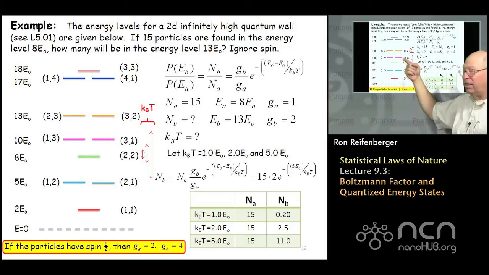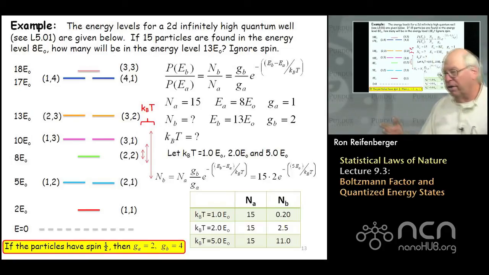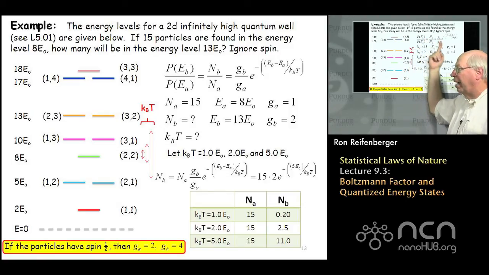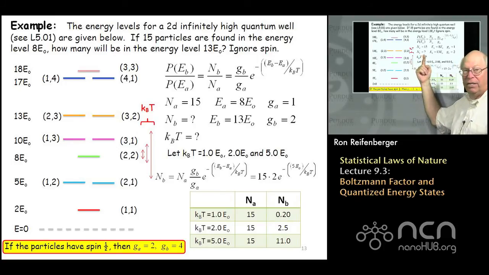And so to calculate the ratio of the number of particles in these two energy levels, I have to go back to this Boltzmann factor that we discussed in the previous slide. I write the important equation here, right? And just to make the argument simple, I say 15 particles are found in 8 E0. How many particles are going to be found in 13 E0? So that allows me to define a lot of the parameters in this equation, right? I'm interested in calculating n sub b, the number of particles in the 13 E0 energy level.